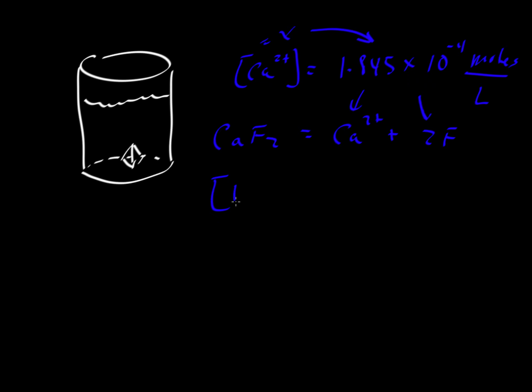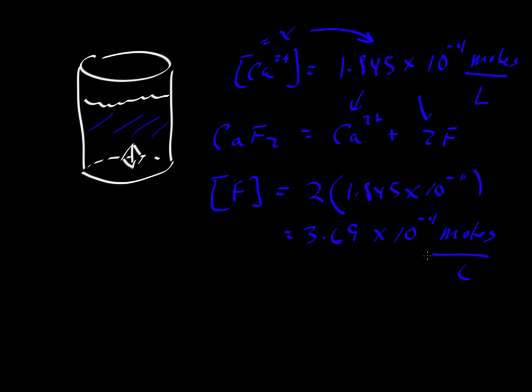So the concentration of fluoride in this solution here would then be 2 times 1.845 times 10 to the minus 11. And that would be equal to about 3.69 times 10 to the minus 4 moles per liter. So there, we've used the Ksp value to get the concentrations of calcium and fluoride ions for a very special case. There are some caveats.